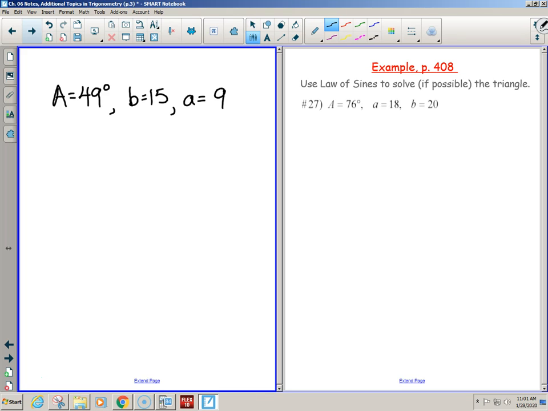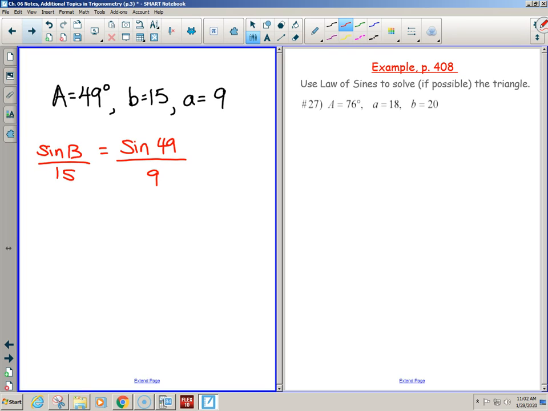You'll see why. But then you should go back and check the other ones that weren't working, because now I think your parentheses are okay, but double check. Alright. You guys hopefully set it up really similar to what we did just a second ago, right? With 49 being over 9. Sine of 49 over 9, and then sine of B over 15.